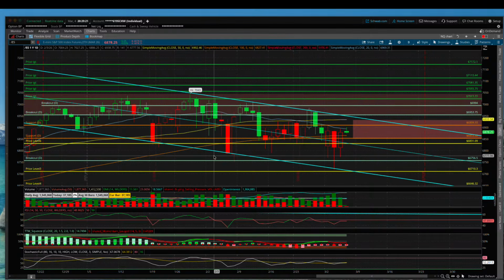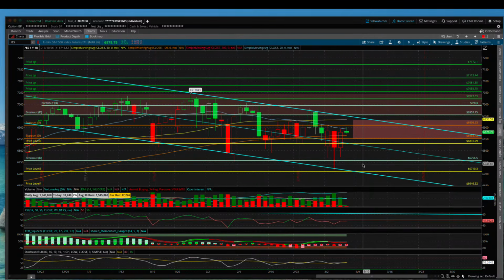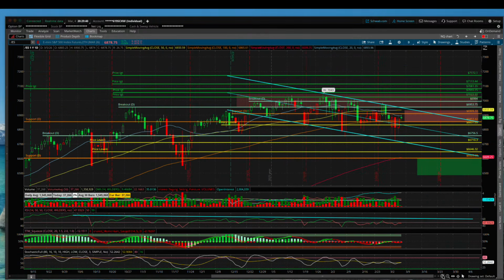All right, so let's get into this. ES, we're in this downtrend, and we can see that it's respecting this downtrend pretty well. Our main target for this downtrend is right here, basically that 200 SMA we wanted to tap.